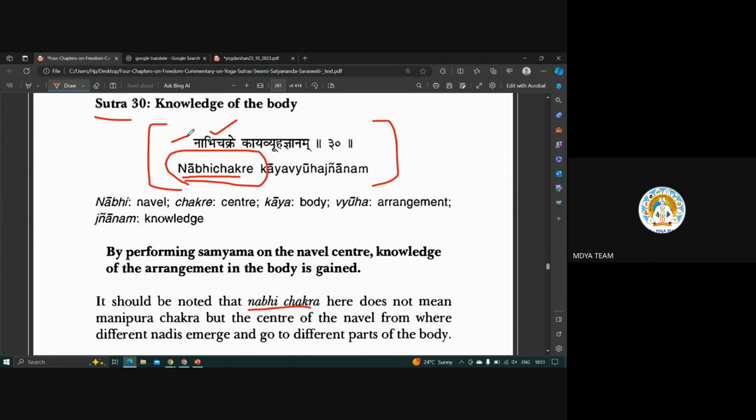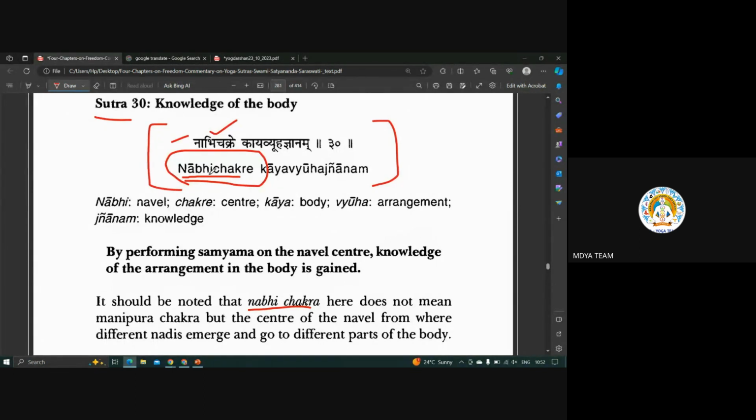Sir, is there any other name for the Nabhi Chakra? No, but according to Hatha Yoga, its name is Kanda. Generally there are also other names, like Muladhara, Swadhisthana, Manipura. But the exact answer is not Manipura.